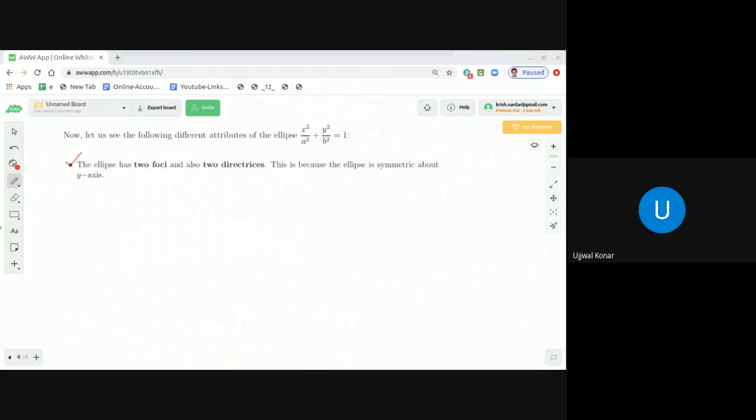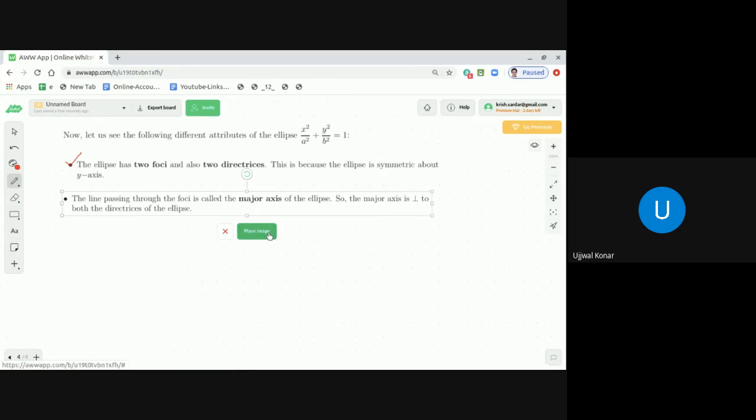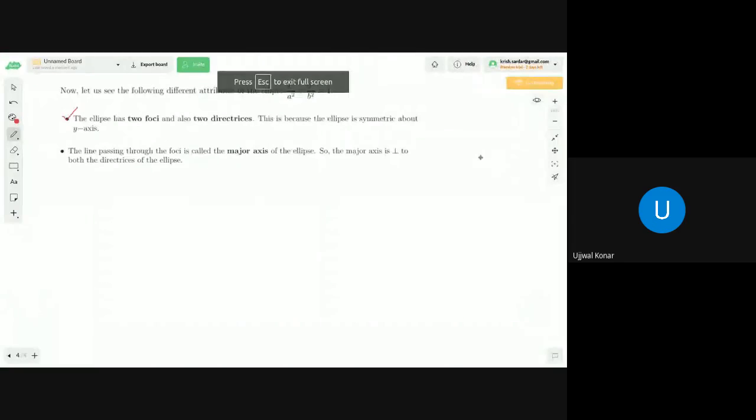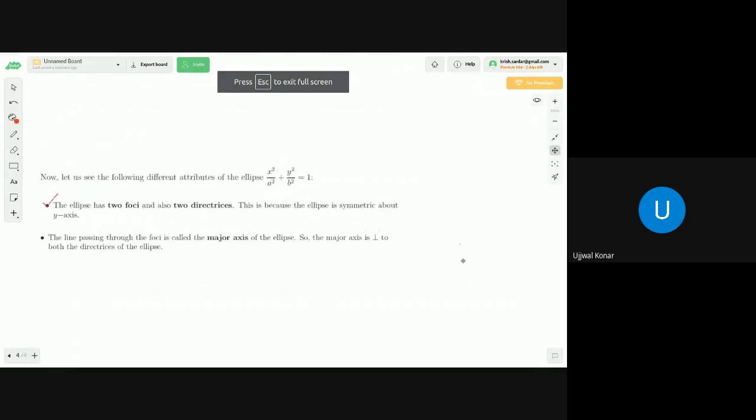The next point I'm going to discuss, dear students, is that the line passing through the foci is called the major axis of the ellipse. The major axis is perpendicular to both the directrices of the ellipse. So dear students, it is better if I bring the diagram of the ellipse here, so that it will be more meaningful for you to understand what I'm talking about. So let me bring that one.